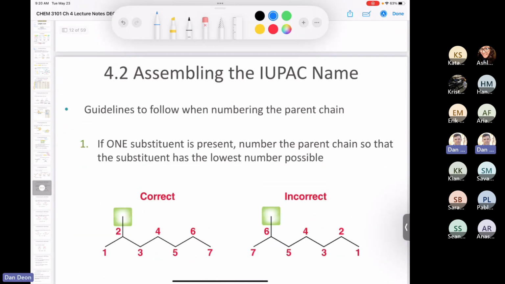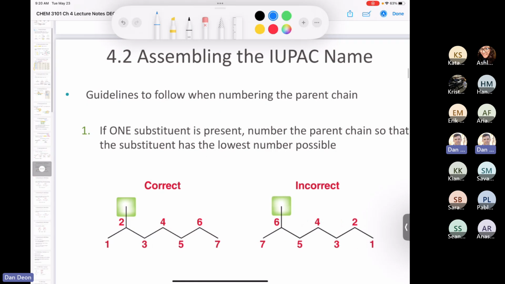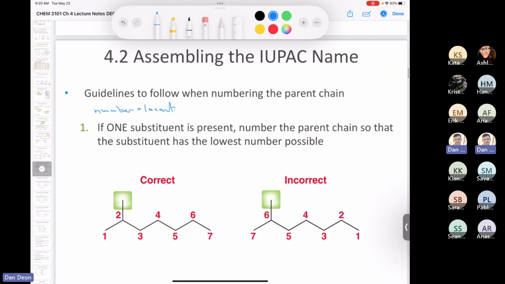Now if you're wondering how to put those numbers in, first of all, when you have a number, we call that a locant. The rule says if one substituent is present on your parent chain, you number the chain in such a way that you give the substituent the lowest possible number.